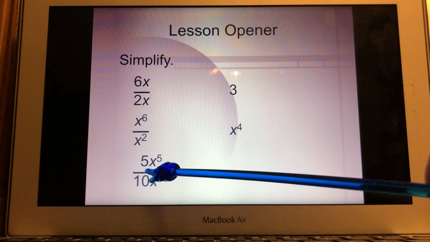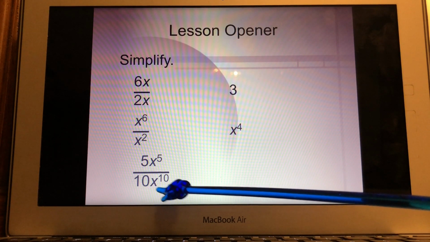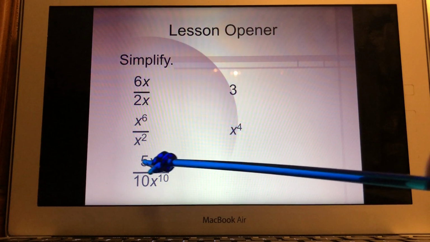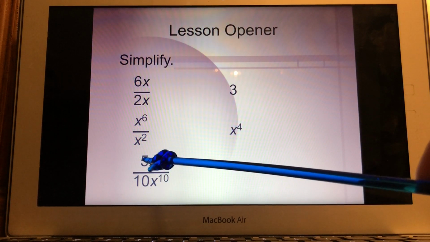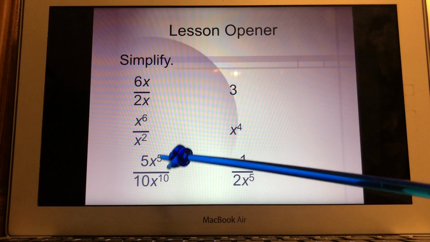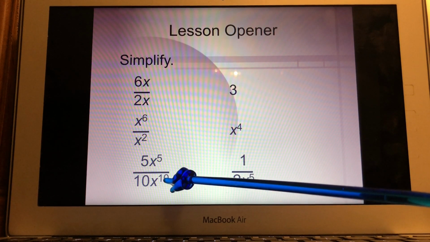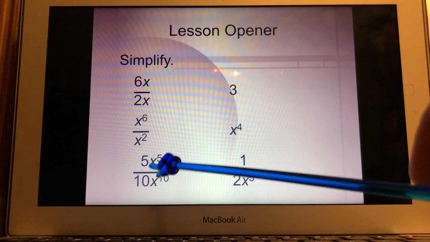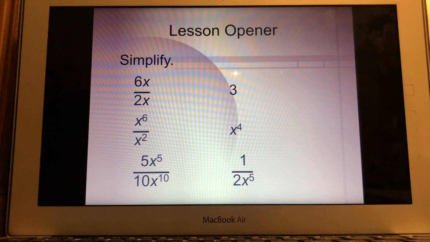Now, let's take a look here. 5x to the 5th power, 10 divided by 10x to the 10th power. So our 5 and 10 here cancel out, right? We divide, this becomes 1/2. And x to the 5th power here, and x to the 10th power. These x to the 5th power cancel out, and we have 10 minus 5, and that gives us x to the 5th power on the bottom.